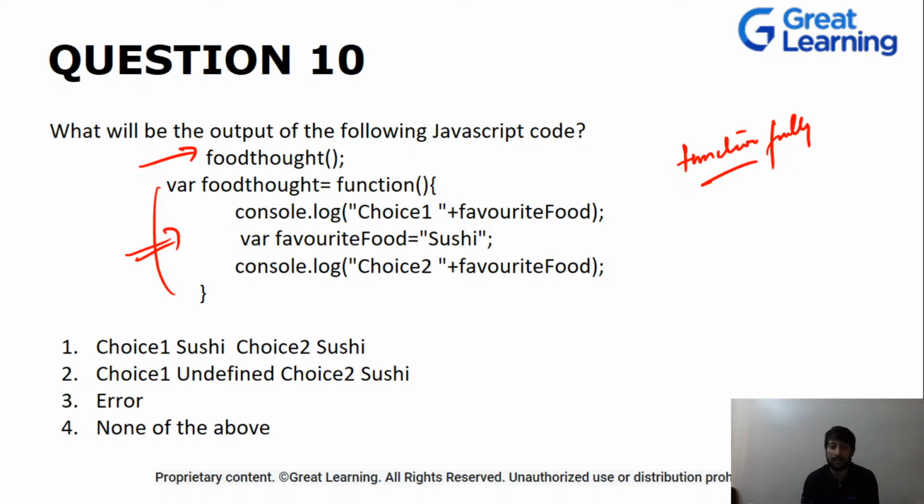Cool. So the correct answer is, obviously this part is clear already to you, that the left part will be hoisted, and that is why you will get undefined over here, and then you will get sushi over here. But over here, this won't be an error because functions are fully hoisted. So the correct option is 2 again.